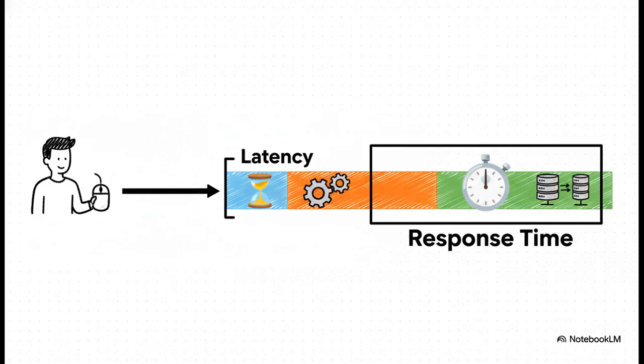Before we can really talk about performance, we've got to get two key terms straight. First, there's response time. That's what you actually experience. It's the total time from when you click a button to when you see the result on your screen. But a huge piece of that is something called latency. Think of latency as the invisible waiting time. The time your request is just stuck in traffic, waiting in a line to be processed.